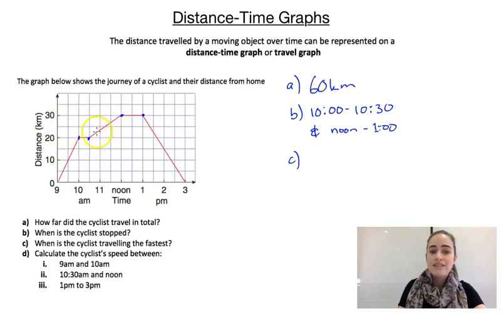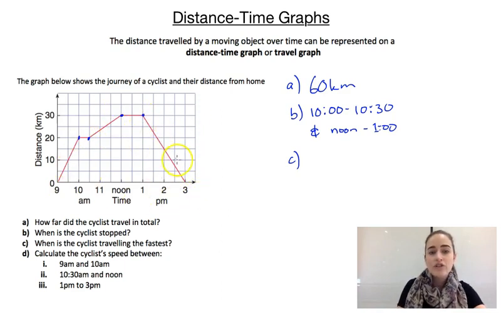So that means in this section, he's going much slower than in this section. And you can actually see that without even calculating anything if we look at the gradient. The gradient of these lines tells us the speed. Because this section is steeper than this section here, that means that this section is faster. That's only out of these 2 though. We need to look at this last one as well.